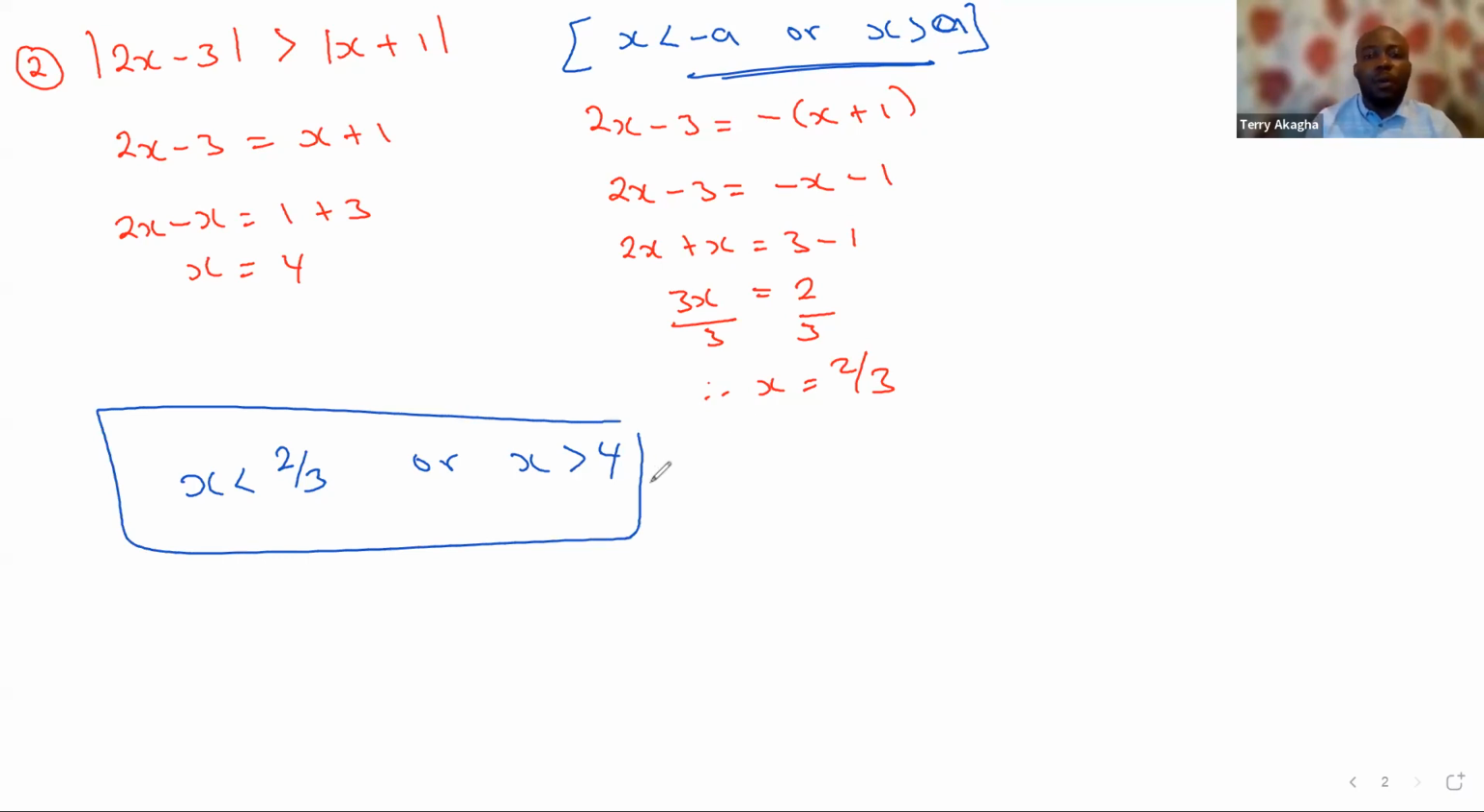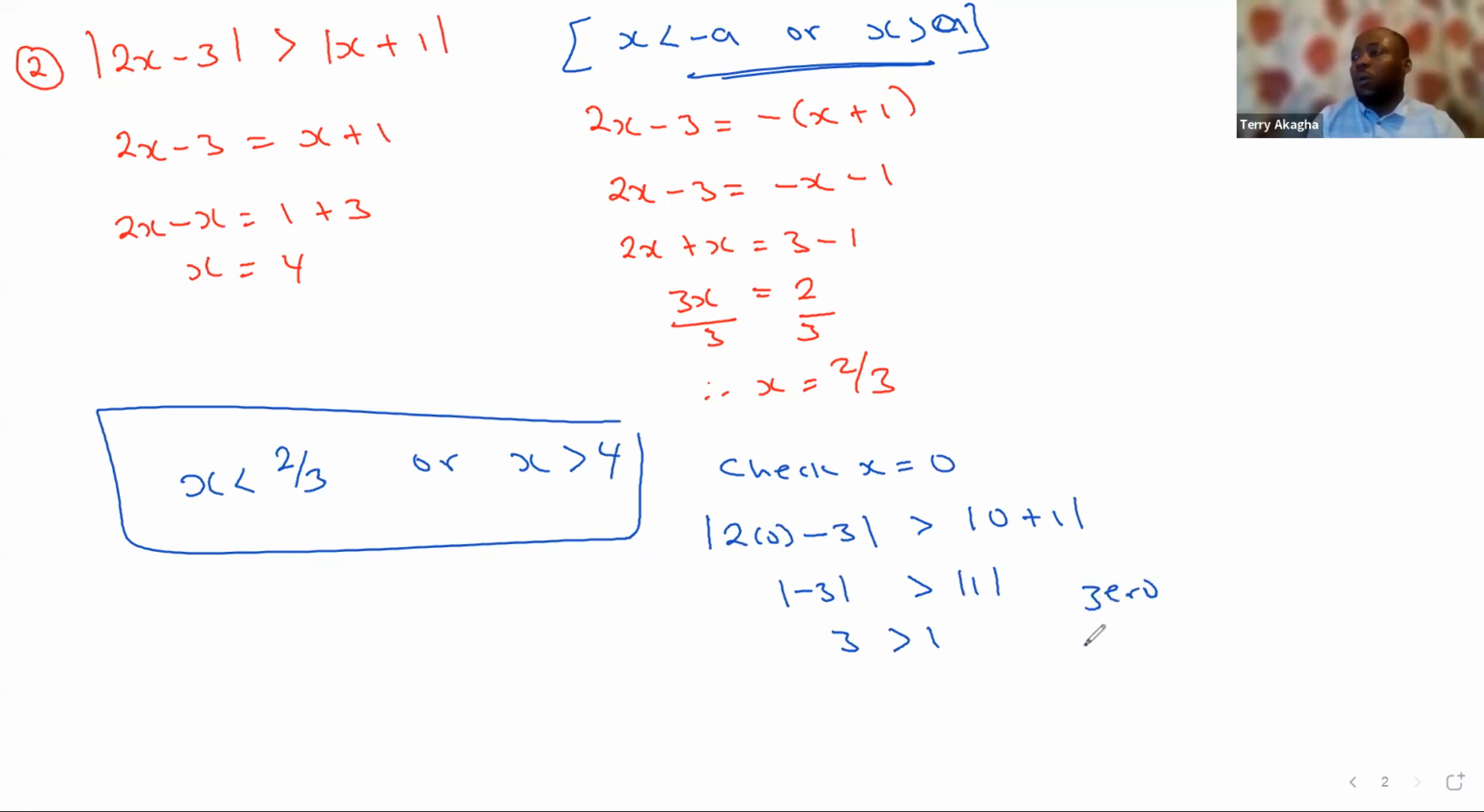Then, in the same principle, you can check if 0 will be part of the solution. So we can now make a check with x to be equal to what? 0. So basically, anywhere you see x in the original equation, you put 0. So it's going to give you 2 into bracket 0 minus 3 is greater than 0 plus 1. It's going to give you minus 3 greater than 1. Absolute value of minus 3 will give you 3 greater than 1. And because 3 is greater than 1, then you can say 0 what? Works.